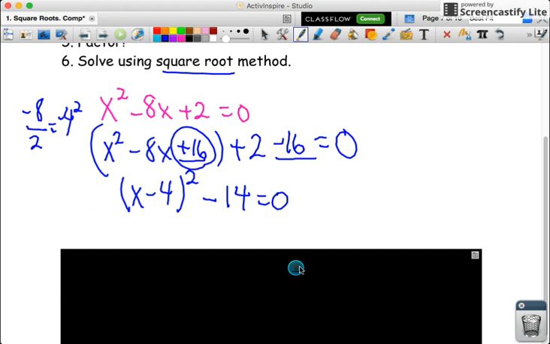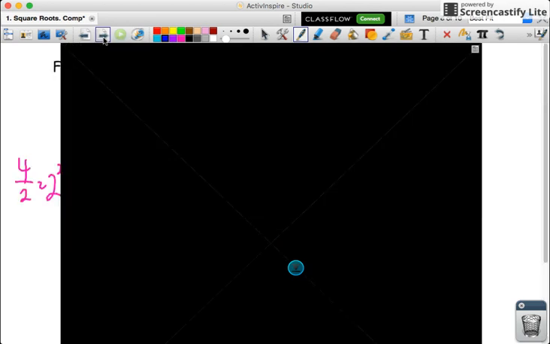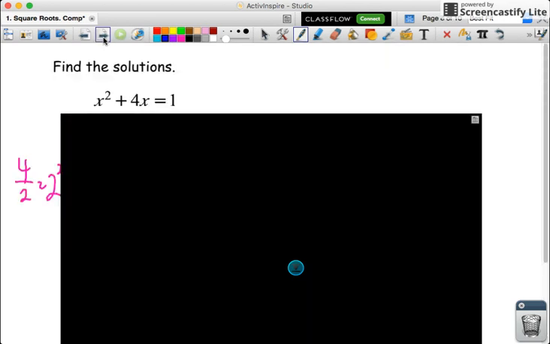From here, I've completed the square, and then from here what you would do is you'd solve by using the square root method. I just wanted to remind you how to complete the square. So that's exactly the process we're going to take in these next steps.